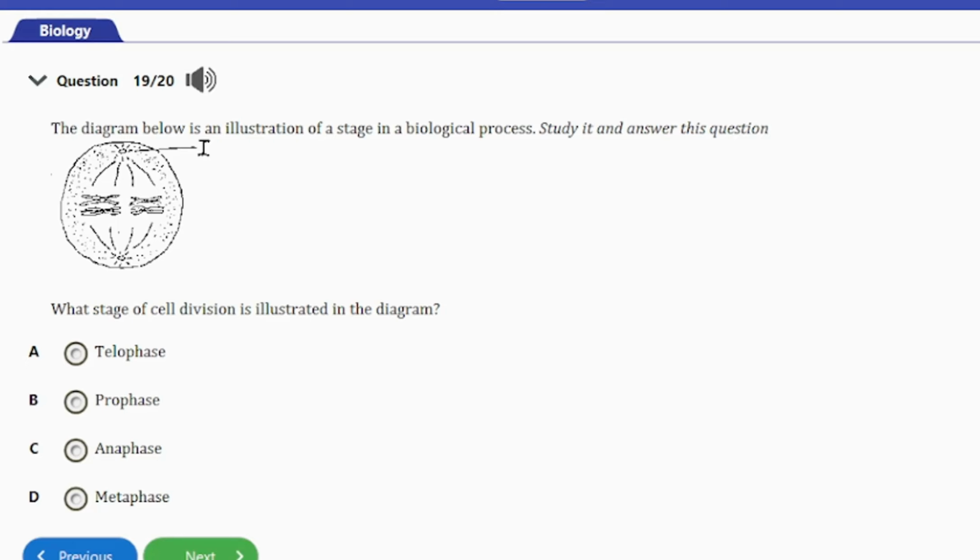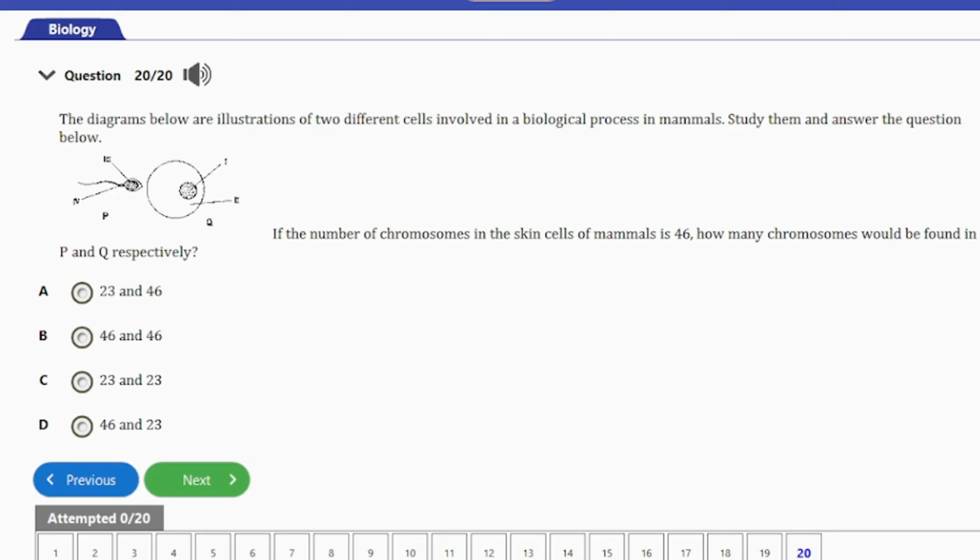Actually, the anaphase is the stage in mitosis where the replicated chromosomes are split, and then newly copied chromosomes are moved to opposite poles of the cell. It actually occurs after the metaphase. So guys, we'll go ahead and consider the next and the last question here.